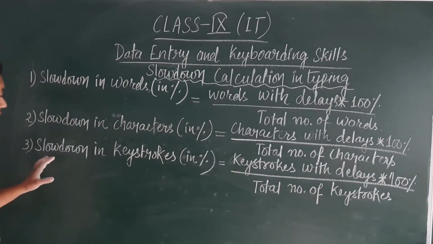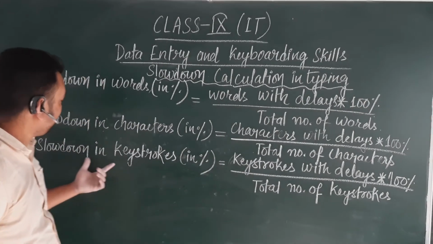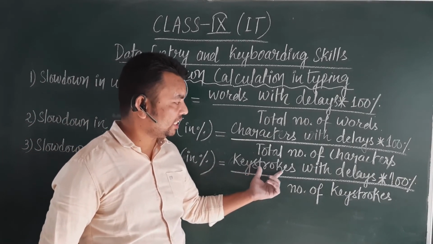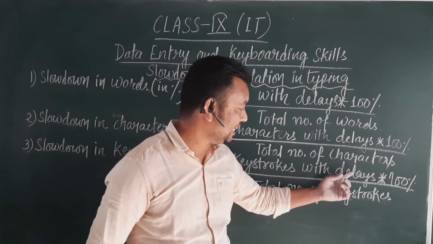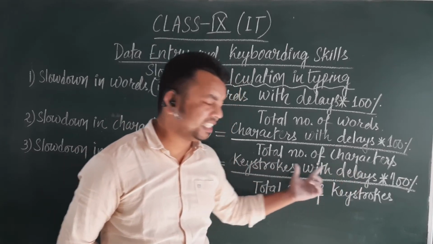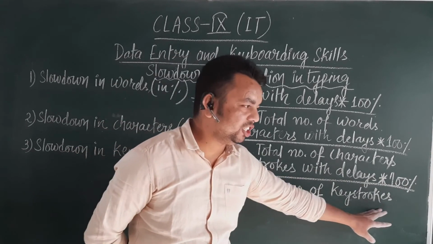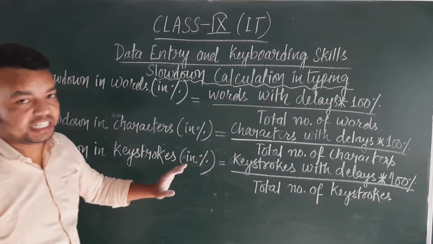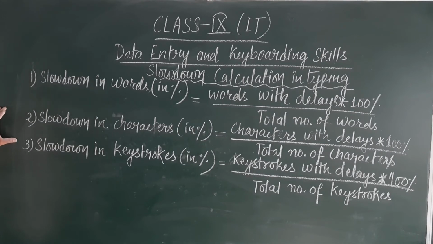And the third one is slowdown in keystrokes. How can we find out the slowdown in keystrokes? In order to find out the slowdown in keystrokes, we need to first mention the keystrokes which come with delays. Simply list all those keystrokes which are there with delays, multiply them with 100, and finally divide by the total number of keystrokes that you have utilized while inserting the data into any of the applications. So these are the three different ways by means of which we can calculate slowdown in typing.